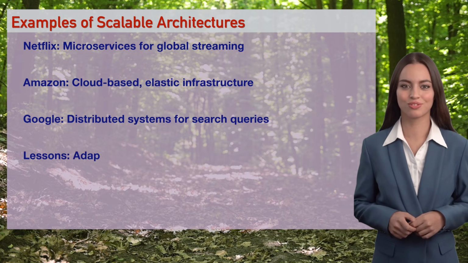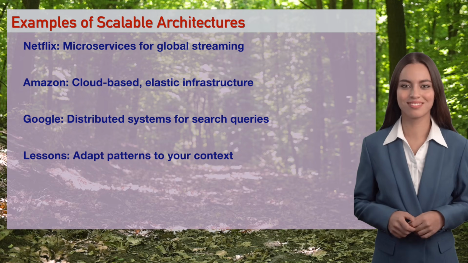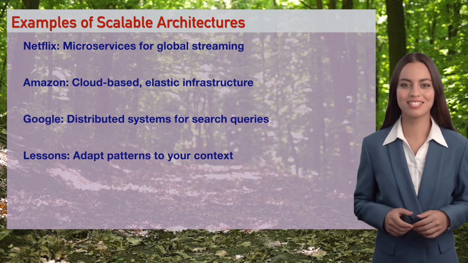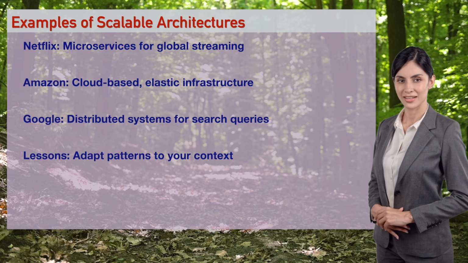Netflix uses microservices to handle global streaming, allowing them to scale specific parts like recommendations independently. Amazon relies on cloud-based, elastic infrastructure that adjusts to shopping surges. Google employs distributed systems to manage billions of search queries daily without downtime. The lesson here is to adapt these patterns to your own project's context and needs. Inspiring examples show what's possible with smart architecture.